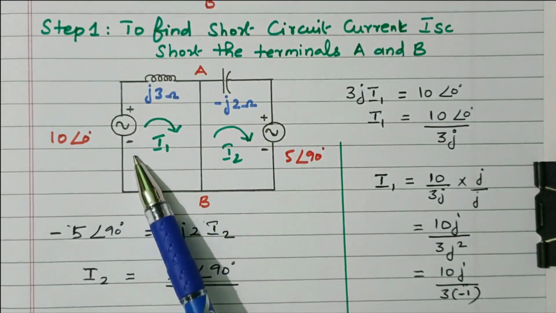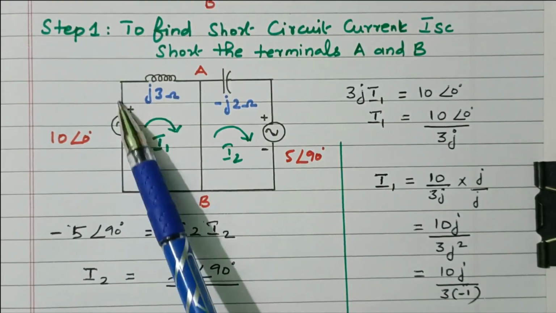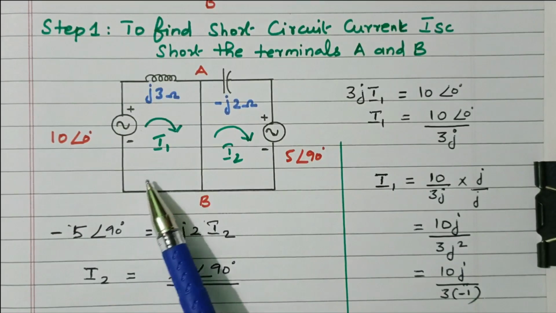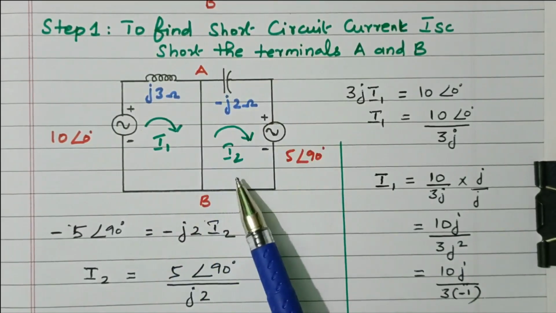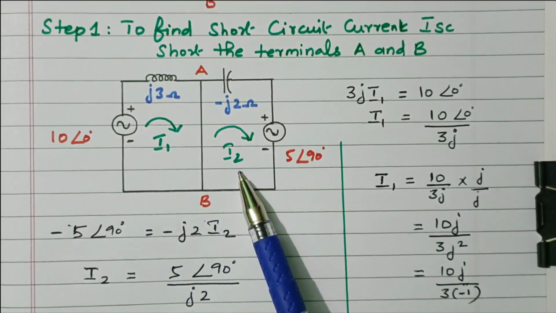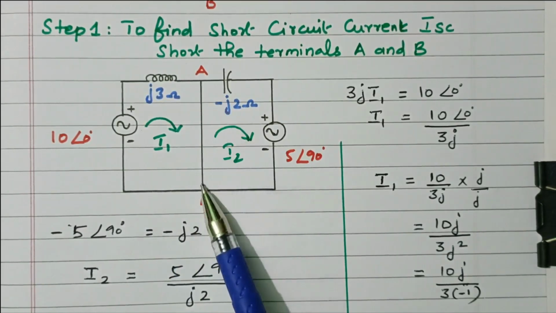Now we'll go with the loop method. We'll consider this as the first loop. The current in the first loop is I1. This is the second loop. The current in the second loop is I2. So what is the current flowing through AB?